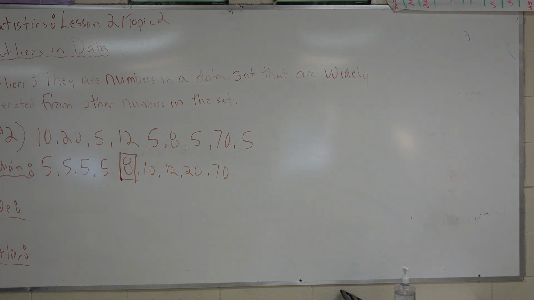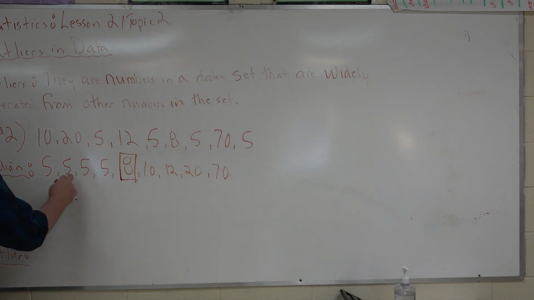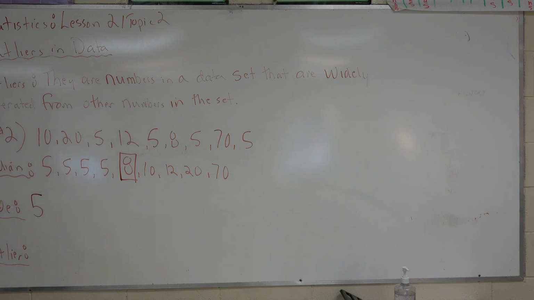Now the mode is the value that appears more than once. You can have more than one mode, but in this one, I think it's pretty obvious that the 5 appears the most, 4 times. So the mode would be 5. The outlier is the piece of data that really sticks out, and in this data set, the outlier would be the $70 donation.